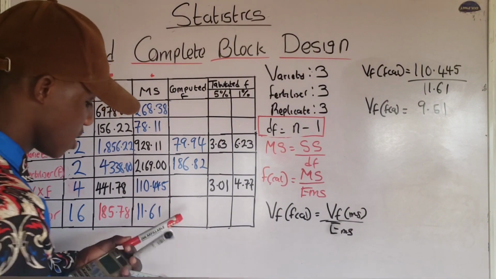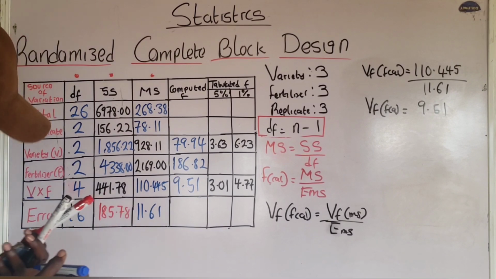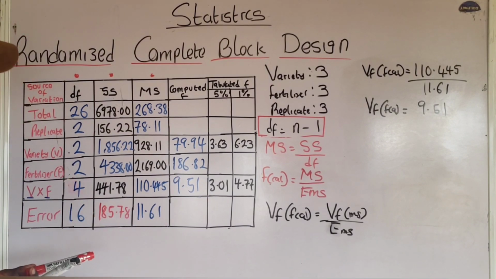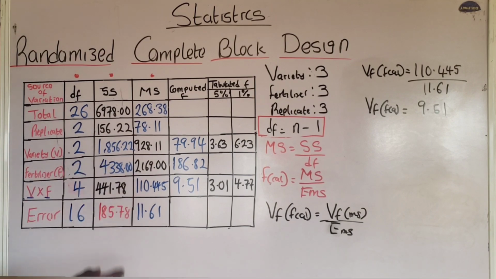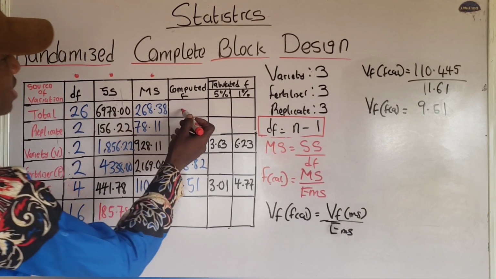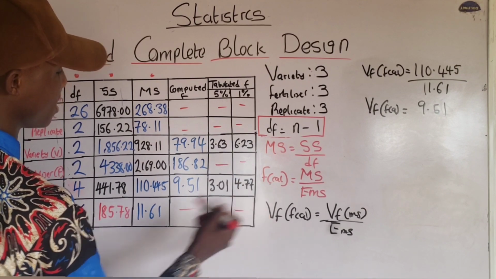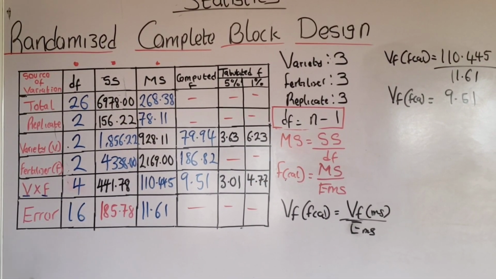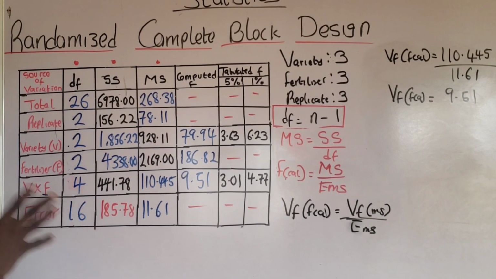Now you can see that we are done with the computed value. We have completed the Anova table. So you can just put dash here, put dash here. You understand? So we are done with the question. This is the Anova table that they want us to complete.